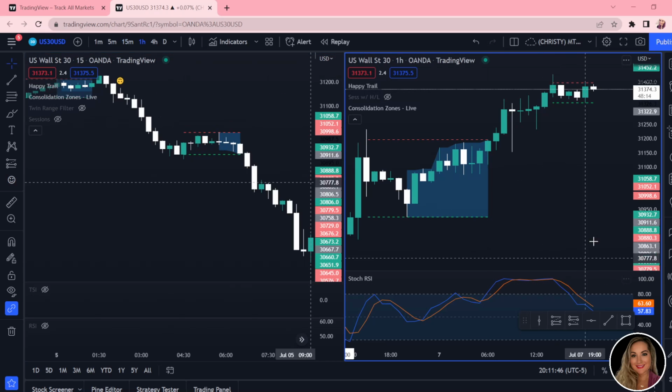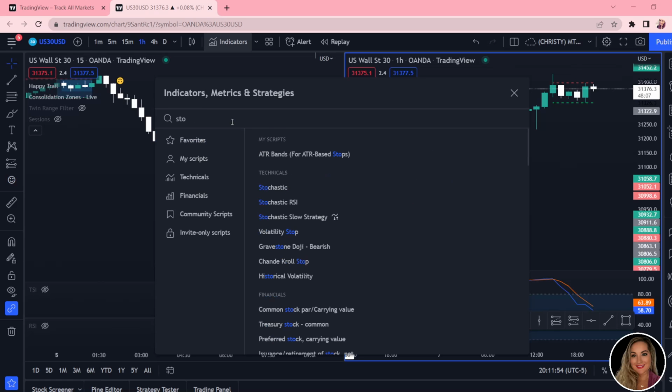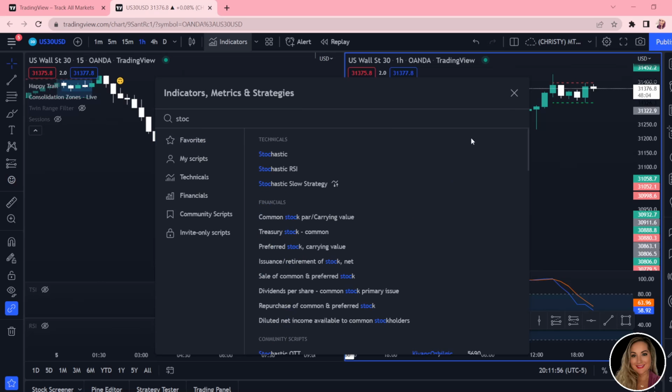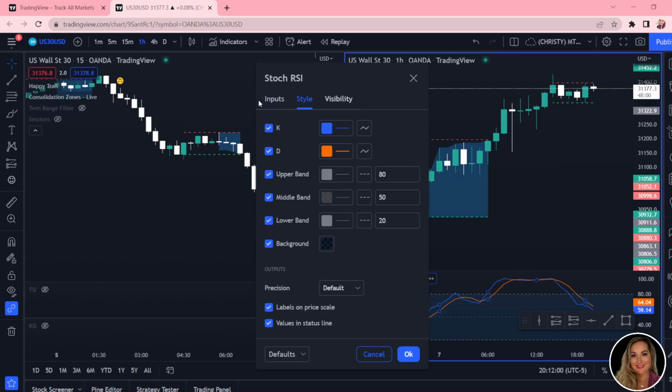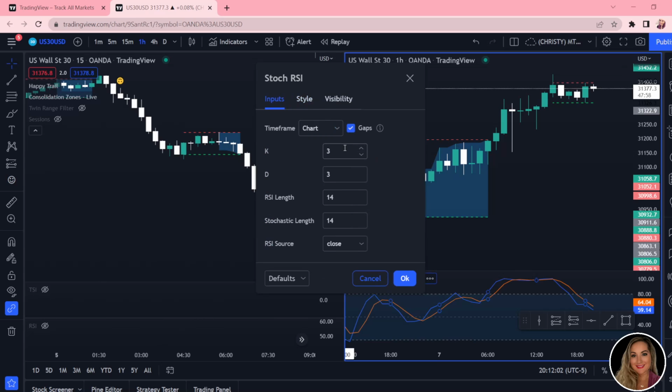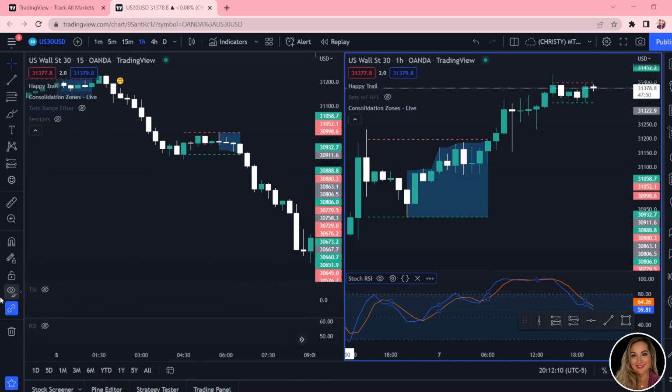What you'll need to do on the 1 hour, come to your right hand screen on the 1 hour, click on indicators, and we're going to add in the stochastic RSI. Click on that, add it in, and you're going to use default settings, but I'll show you guys just so you believe me. So we have 3, 3, 14, 14, and closed source for our RSI. The style can be whatever you guys want, and that is all you need to have there.